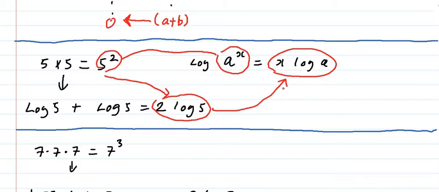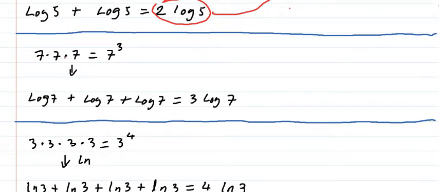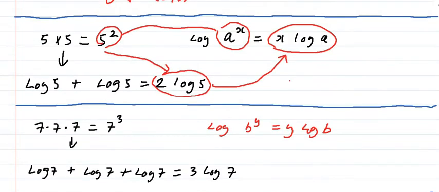Let's look at our next example. This had 3 numbers in it, so we had 7 to the power of 3. But again, it follows the pattern. In this case, we'll call it b to the power of y. We took the log, and we got a result down here, which was the power multiplied by the log of the number base. Which is identical to the pattern: log a to the x equals x log a, log b to the y equals y log b.